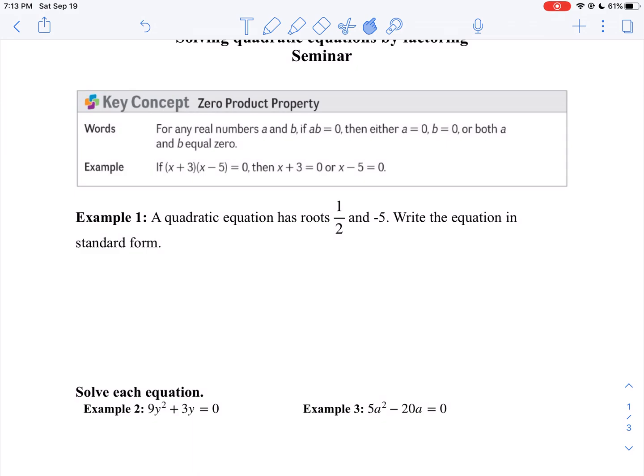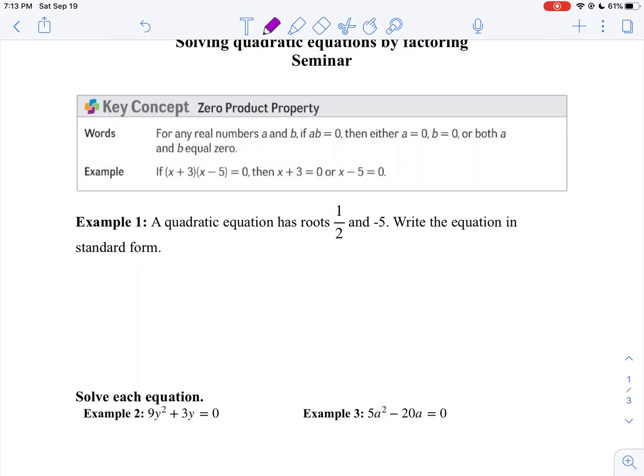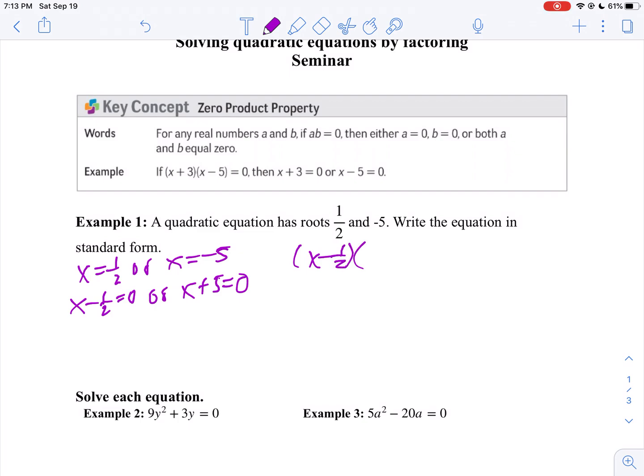So let's do this. Let's work backwards. We know x is going to be 1/2, or x equals negative 5. Well, let's make it equal to 0. So subtract 1/2 on the left. So x minus 1/2 equals 0, or x plus 5 equals 0. Those are the things I'm going to multiply together. So I'm going to take x minus 1/2 times x plus 5. We know that equals 0.